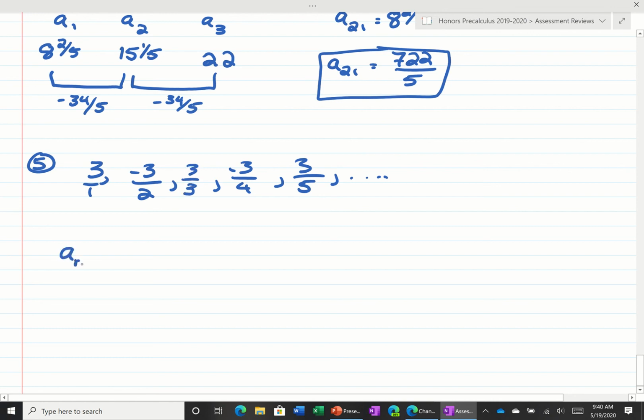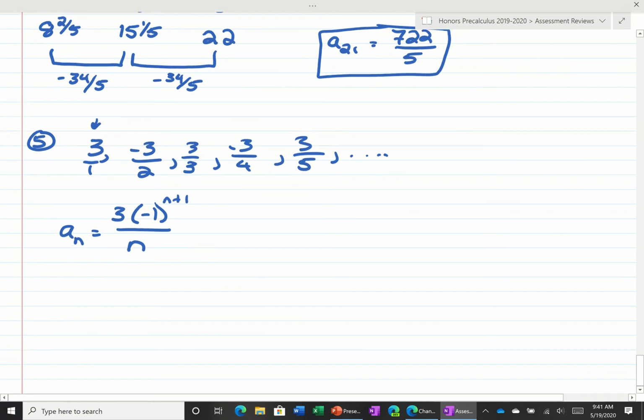which means to get the nth term in this sequence, the bottom number is just going to be n, and the top is going to be 3, but negative 1 oscillates. So if we just put an n here, that means the very first term would be negative 1 to the first power. That's not negative. So let's start the negative 1 term later, and that'll be our formula.